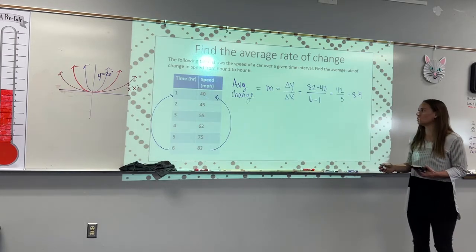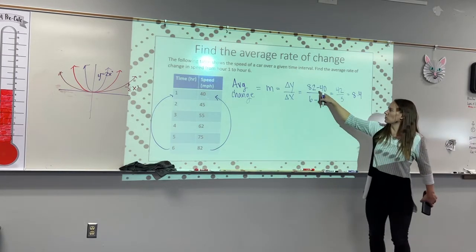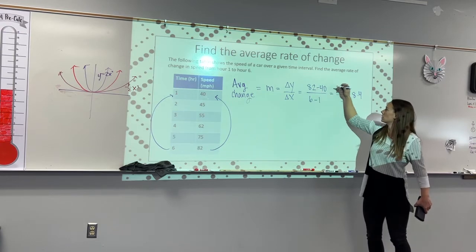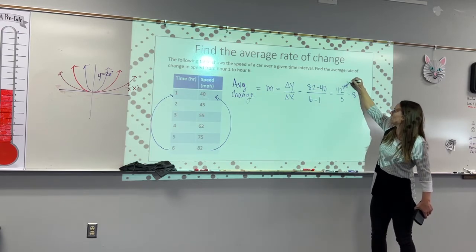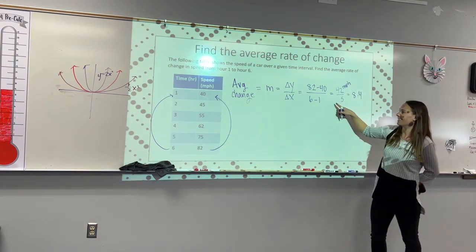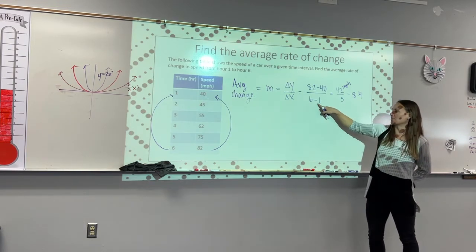Now, how are we gonna do the units? What were the units for the y value? Miles per hour. Okay, so we had miles per hour here, and then what were the units for my x values?